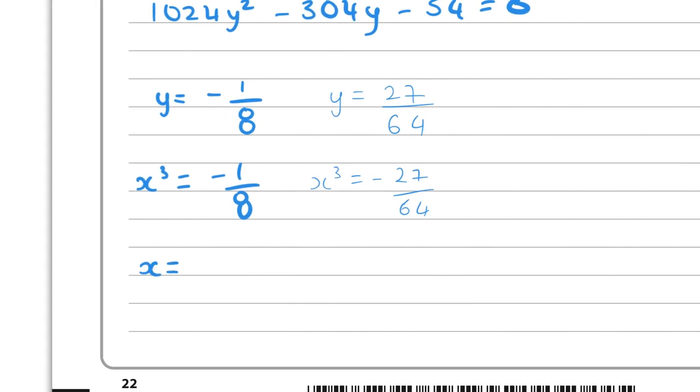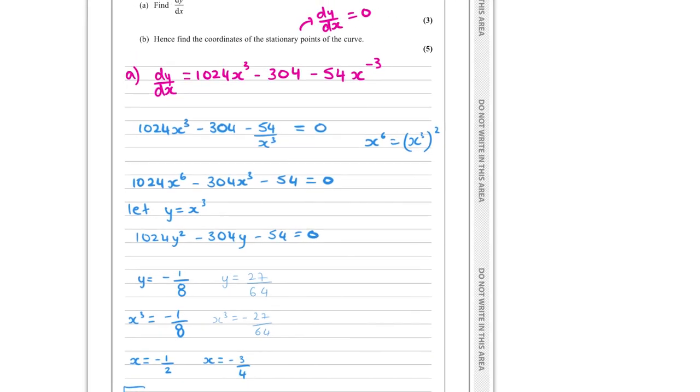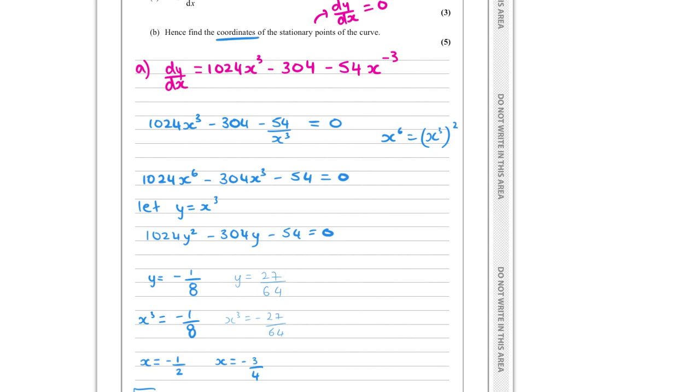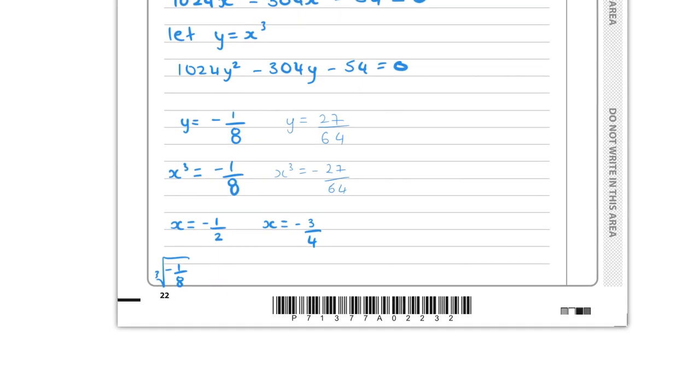So x equals the cube root of negative 1 over 8, which is negative a half. You can literally put it into your calculator like this. Now, remember, with cube root, we can have negatives inside. And then the cube root of 27 over 64 is 3 over 4. Okay, so now we have our two x values. Now, please read the question. Did it just want the x coordinates? Did it want the x and y coordinates? What did it want? Yeah, it says find the coordinates. What are coordinates? x and y. So I know now.